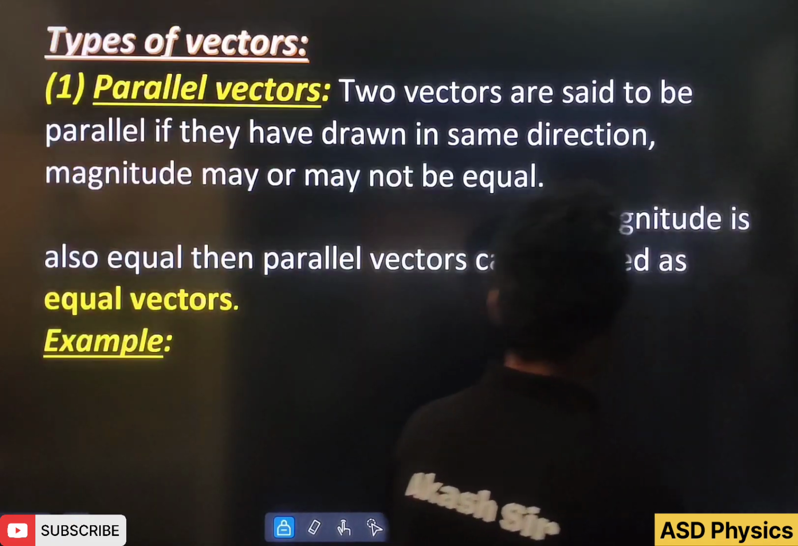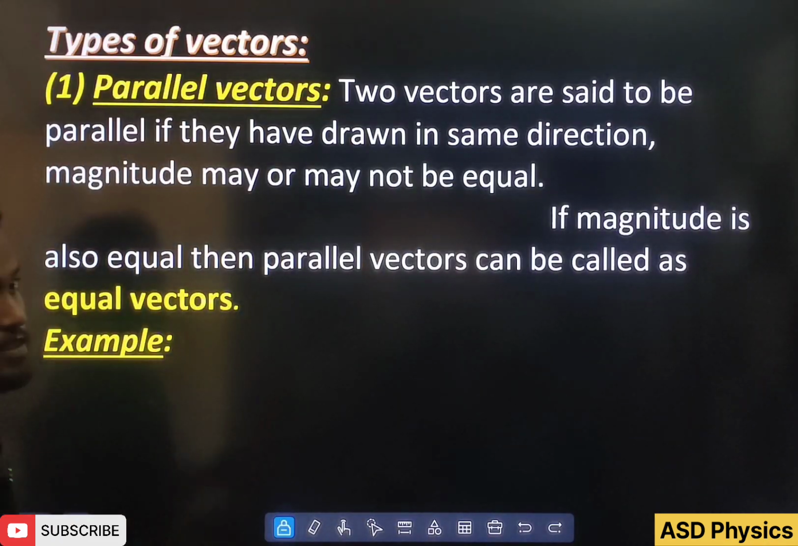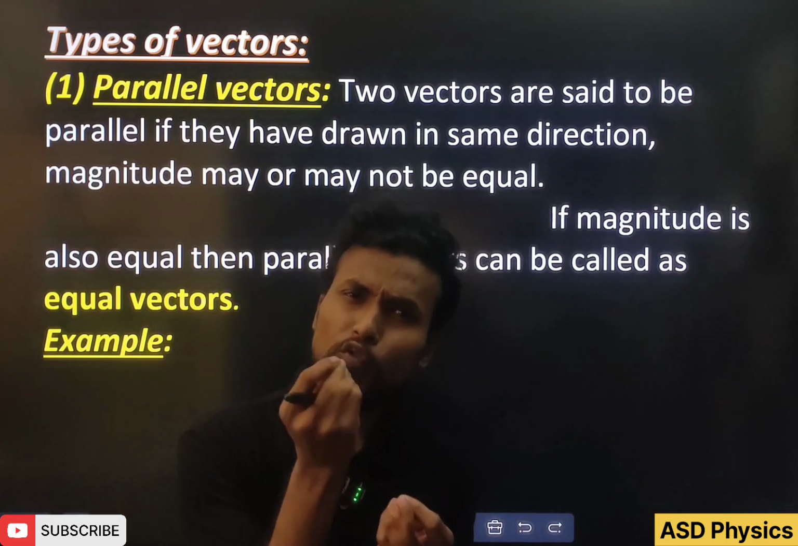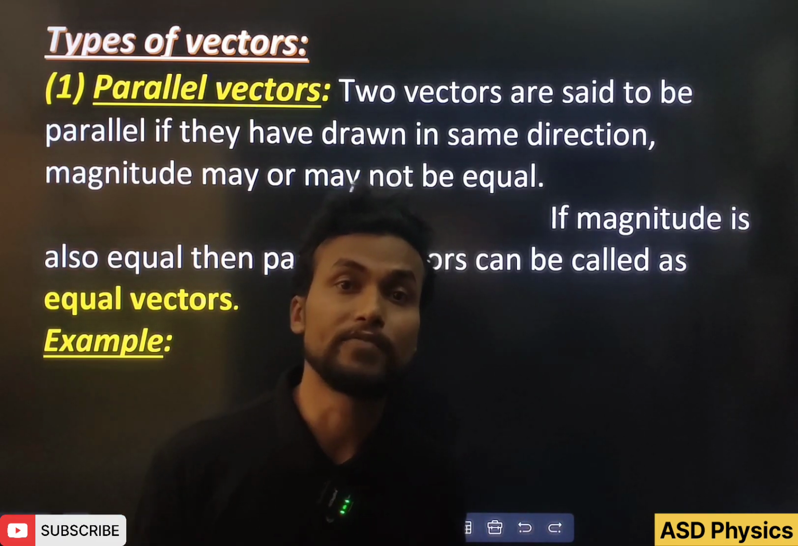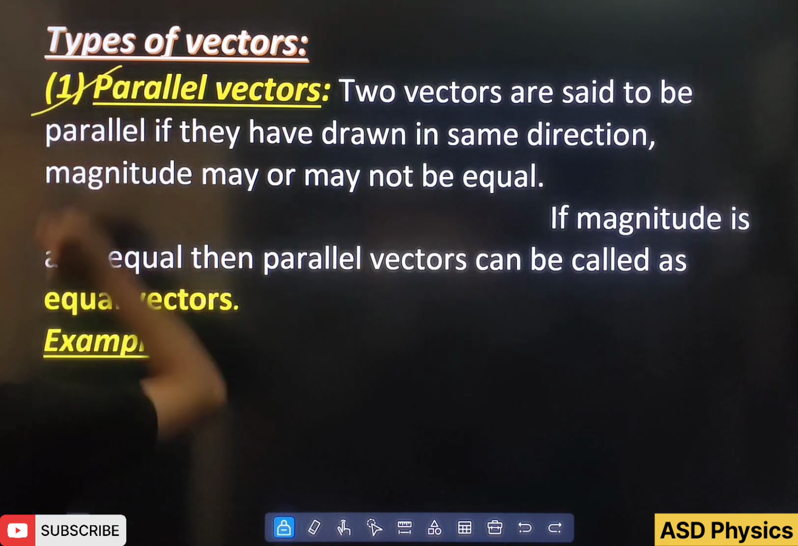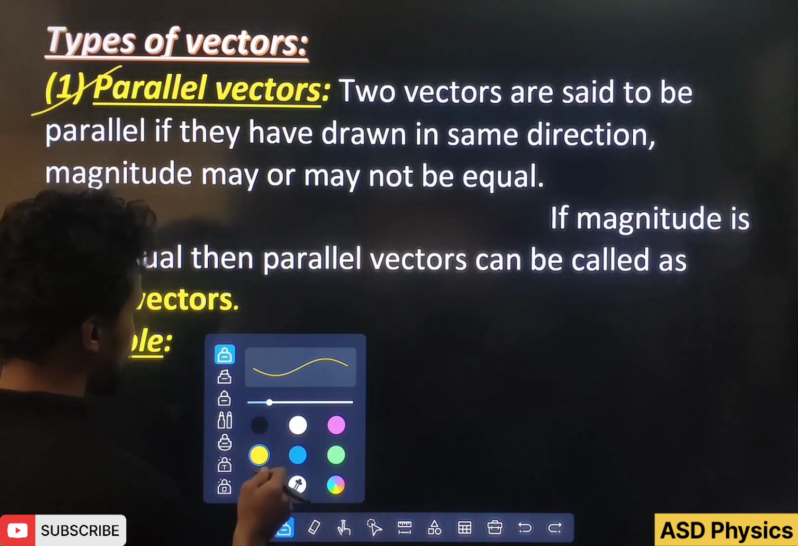Okay, great. Now students, let's see the types of vectors. Very, very important. Actually, there are many types of vectors, but there are a few very important types that we need in physics. So let's see the types of vectors. First one, parallel vectors. What are parallel vectors? Let's see.